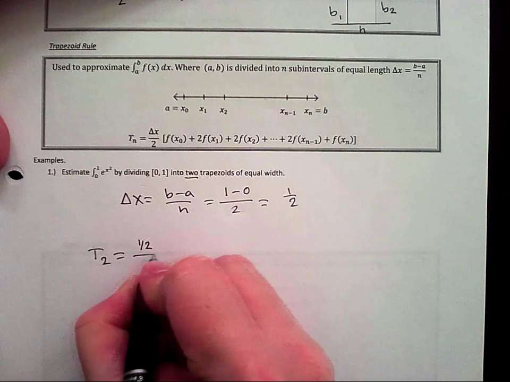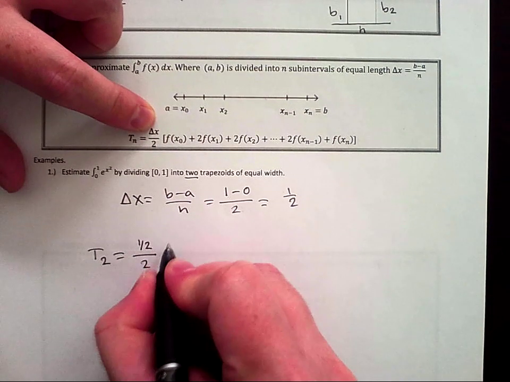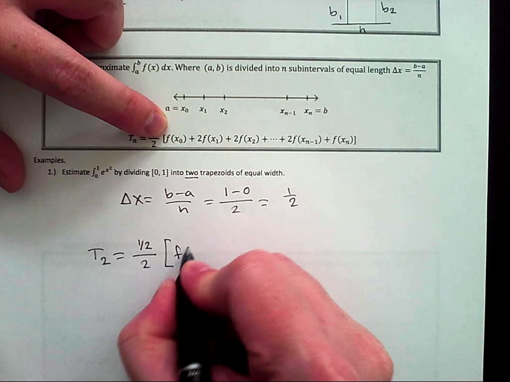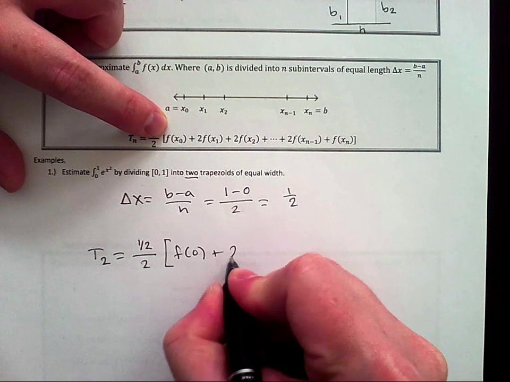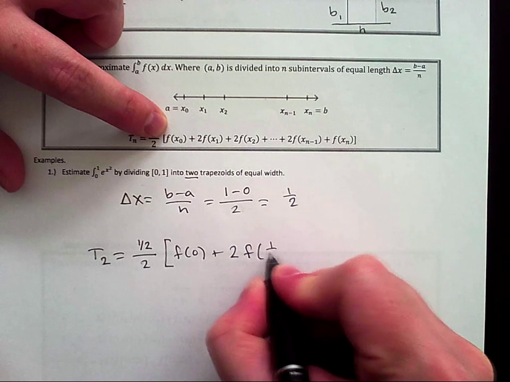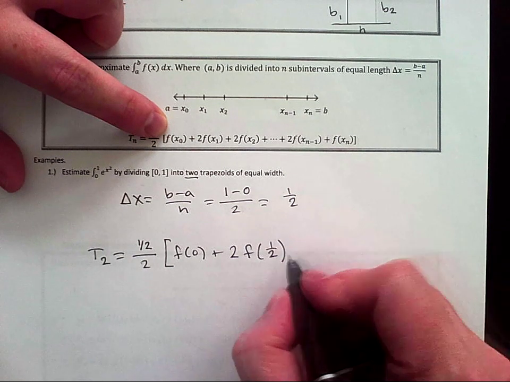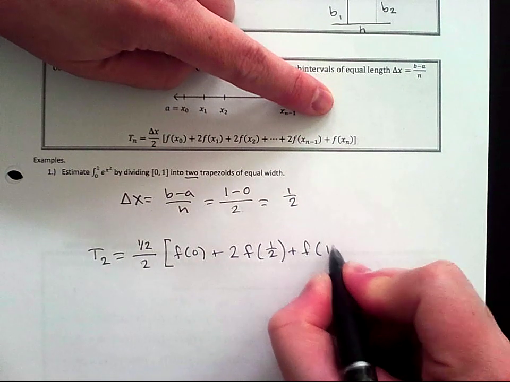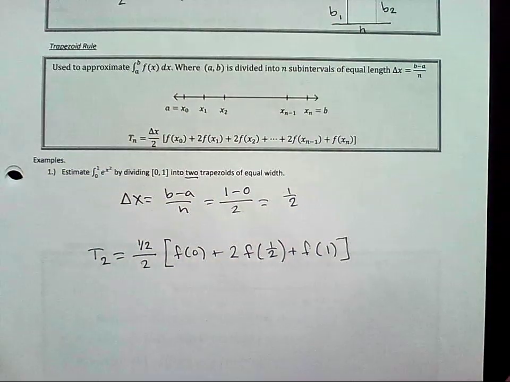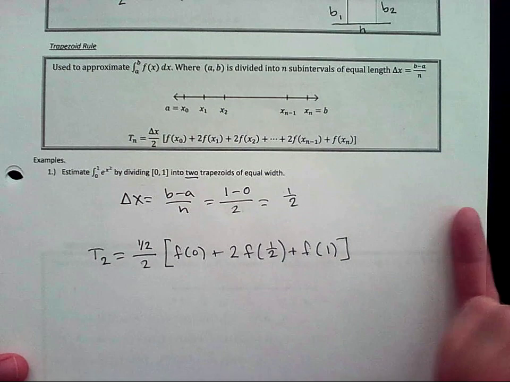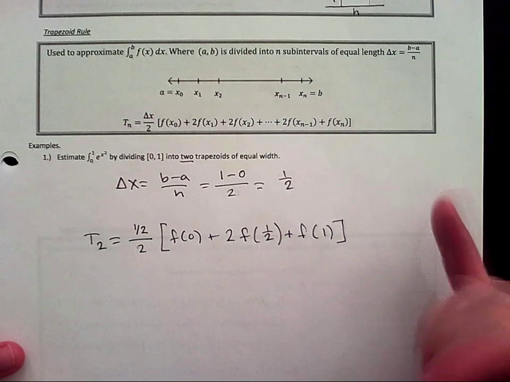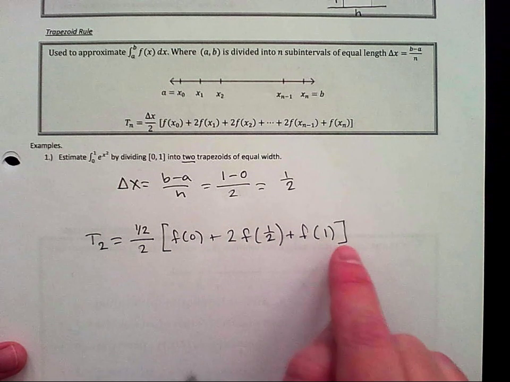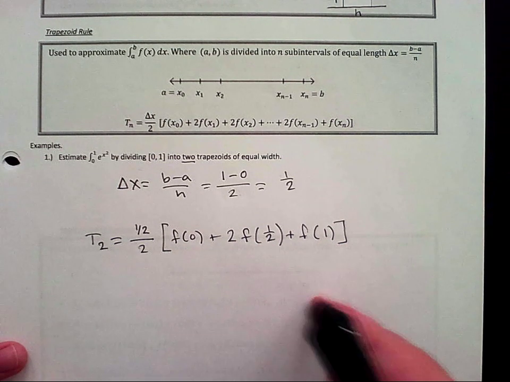Okay, so my T sub 2, because I'm breaking it into 2 trapezoids, is delta x, which is 1/2, over 2, times 1 times the left endpoint, f of 0, plus 2 times the inside points, 2 times f of 1/2, plus 1 times the right endpoint. If you want to draw out your interval over here, you can, right? Or you can just say left endpoint plus delta x, plus delta x, plus delta x until you get to the right-hand endpoint.